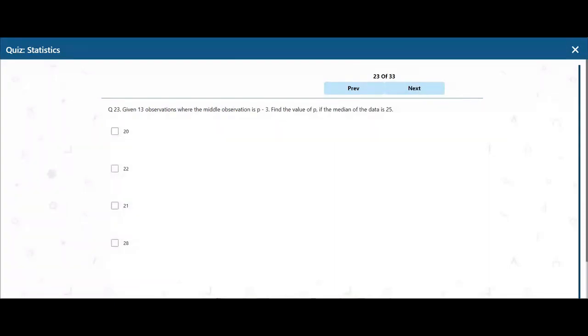Okay. Next, last. Yes, Sahana. Given 13 observations, the middle observation is p minus 3. Find the value of p if the median is 25. 22, ma'am. 28, ma'am. P minus 3 is 25. P equal to 25 plus 3. That's correct.